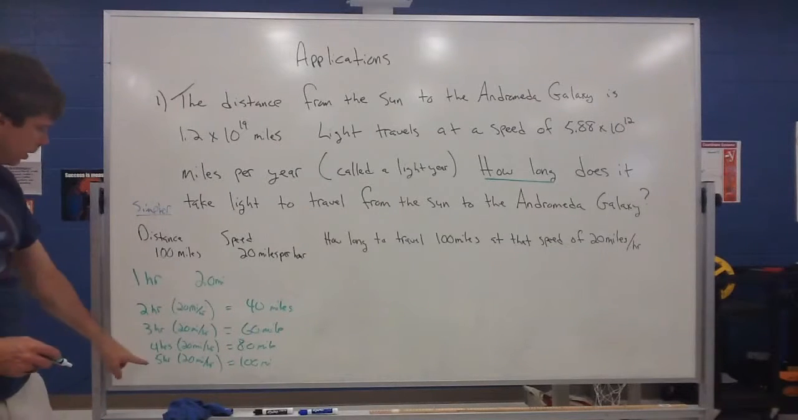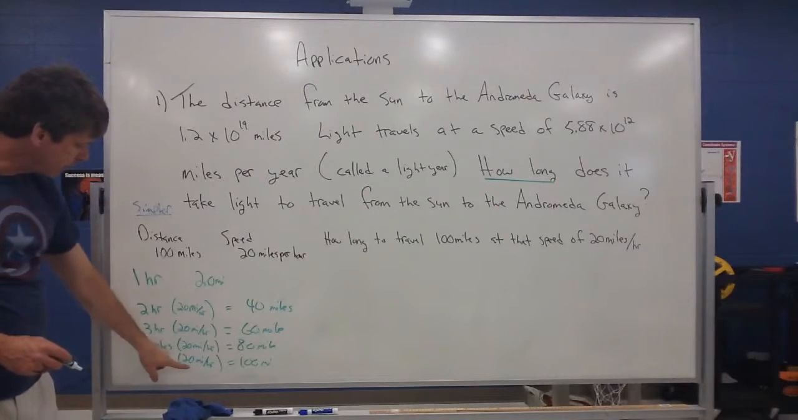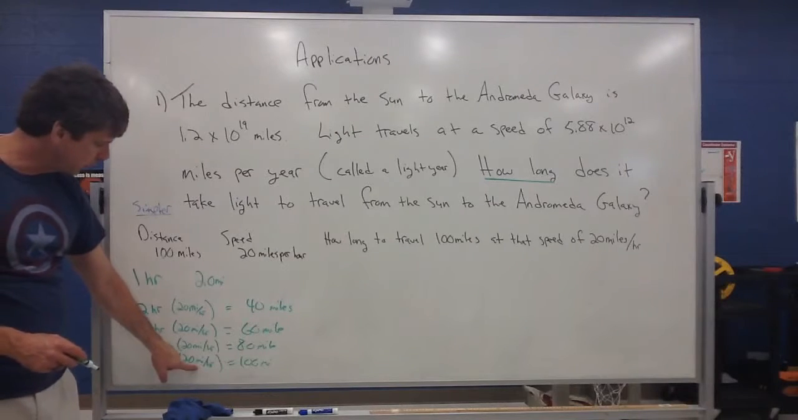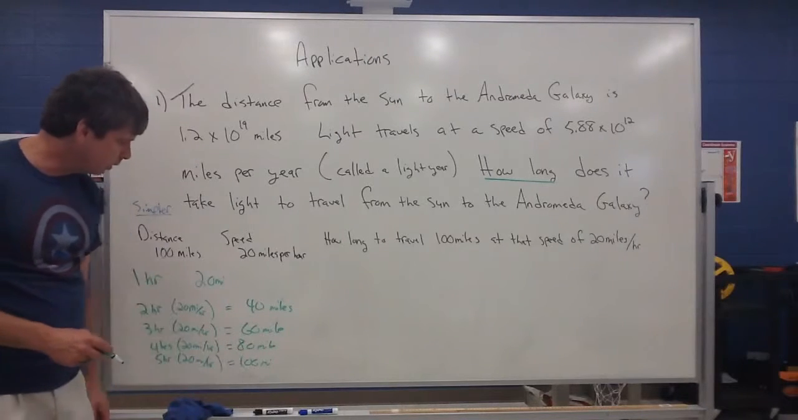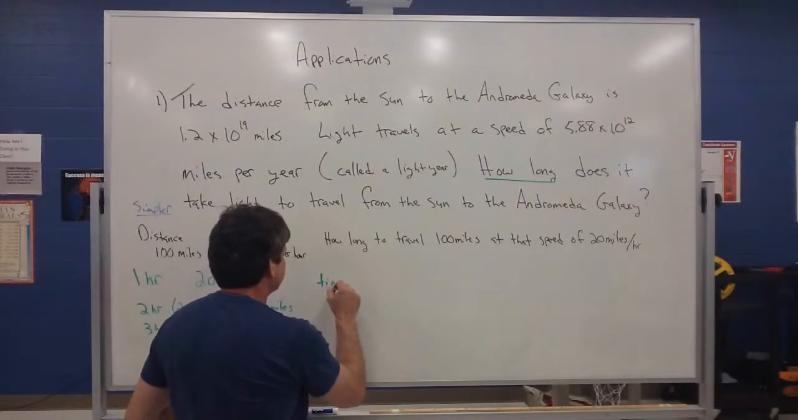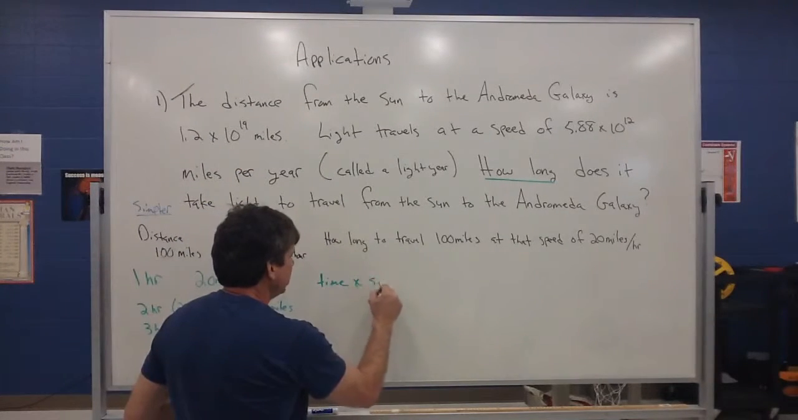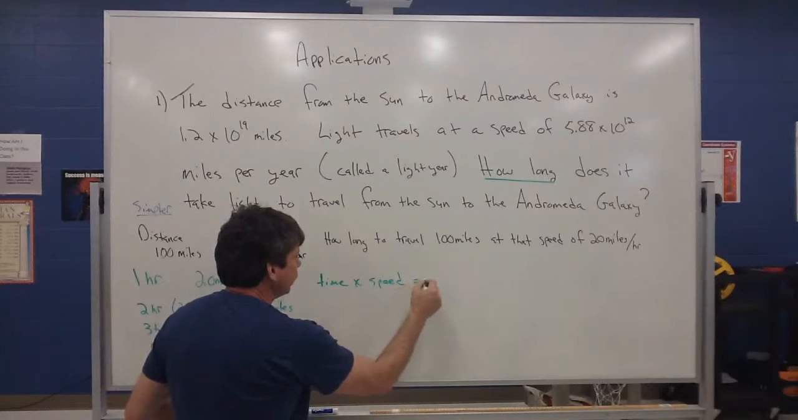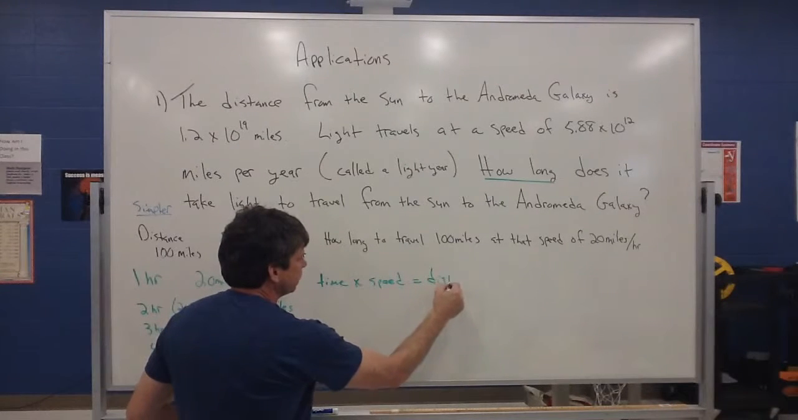So I pick up on that 5 hours going 20 miles per hour will indeed get me up to 100 miles. So what I pick up on is, if I have a time and a rate, a speed, those together can equal my distance. So what I pick up on is my time times my speed. That's going to actually equal my distance.